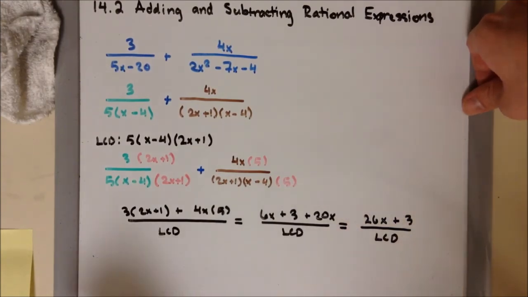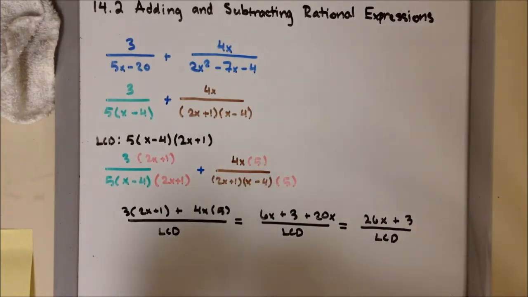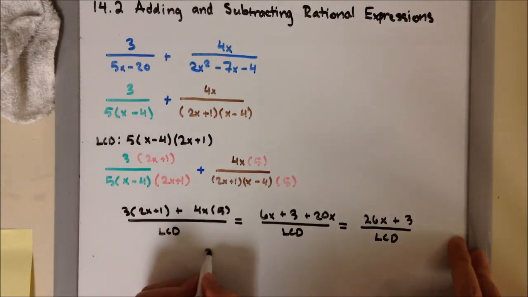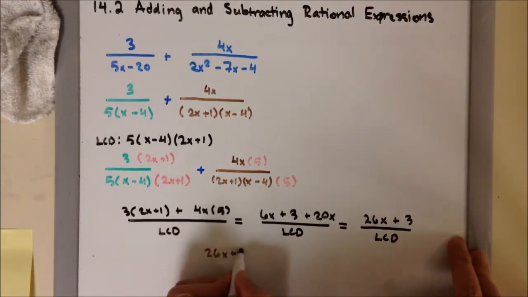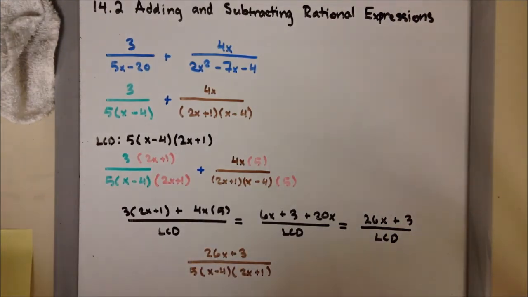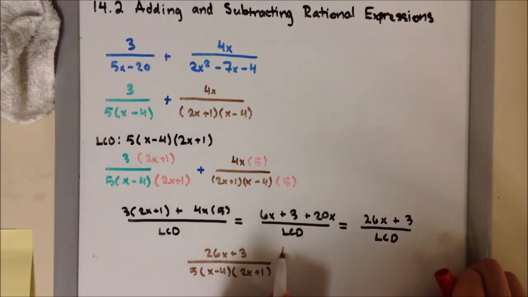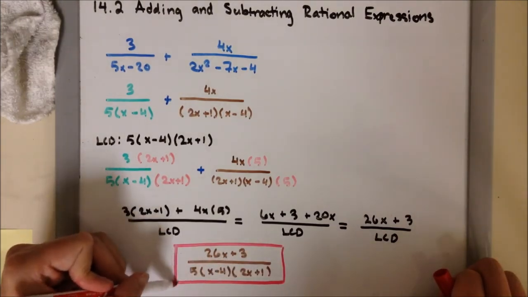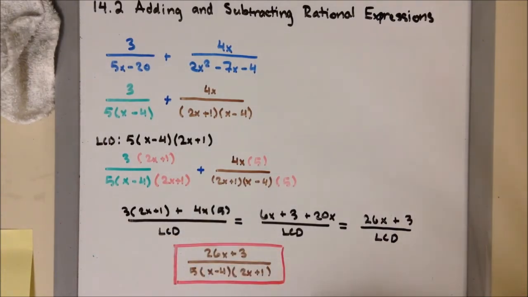So my final answer is 26x plus 3 over my LCD, which is 5 times x minus 4 times 2x plus 1. So I finished adding the two rational expressions together, and now we have one fraction with its LCD and the numerator 26x plus 3. So that is my final answer.